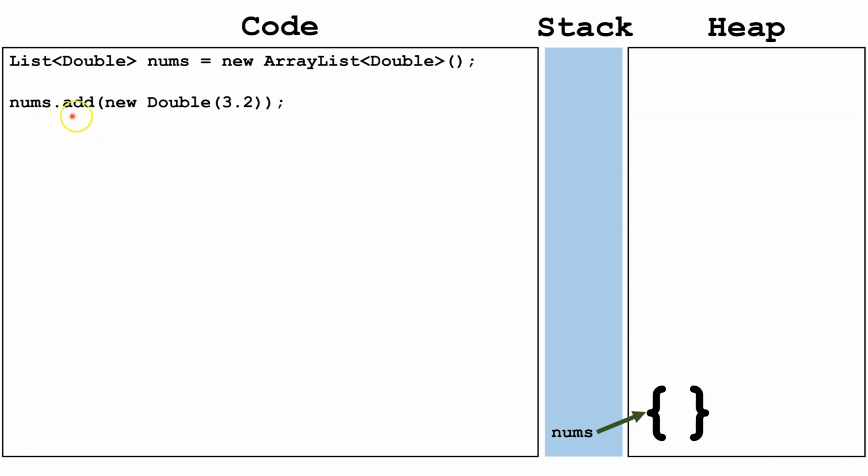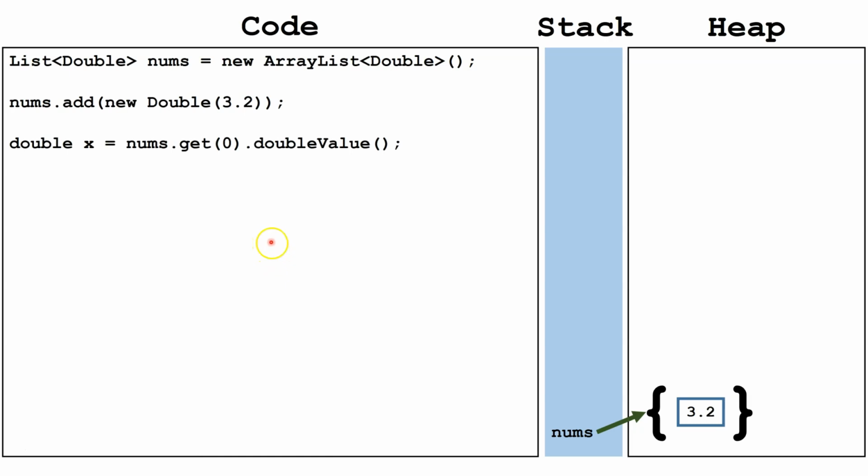We're calling the add method, and we're creating a new object of type Double, and we are passing the primitive type 3.2 into the constructor for the Double class. This will wrap up the primitive 3.2 into an object, and that Double object will get added to the ArrayList. We notice that the primitive type is encapsulated in the wrapper class.